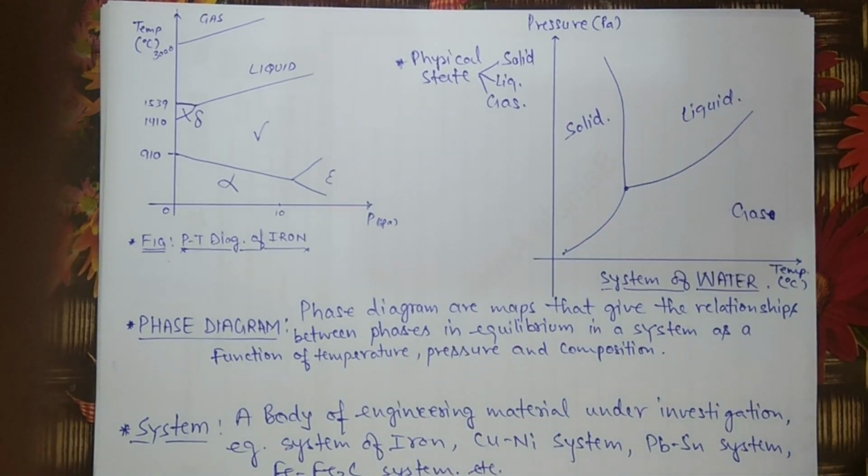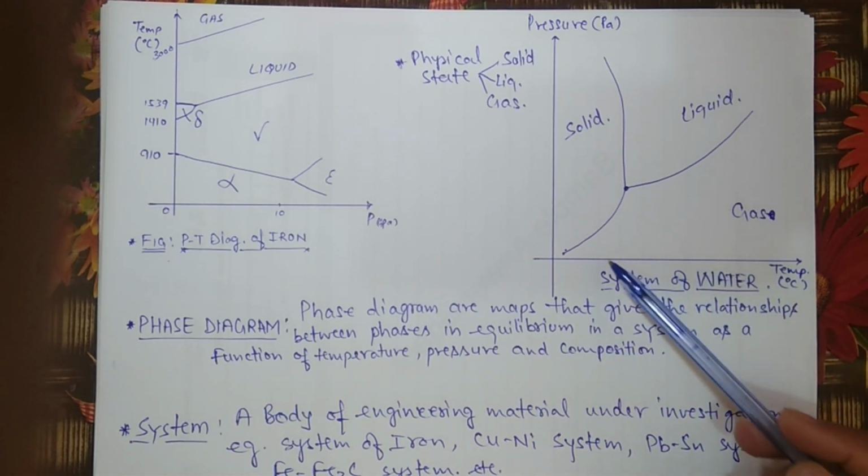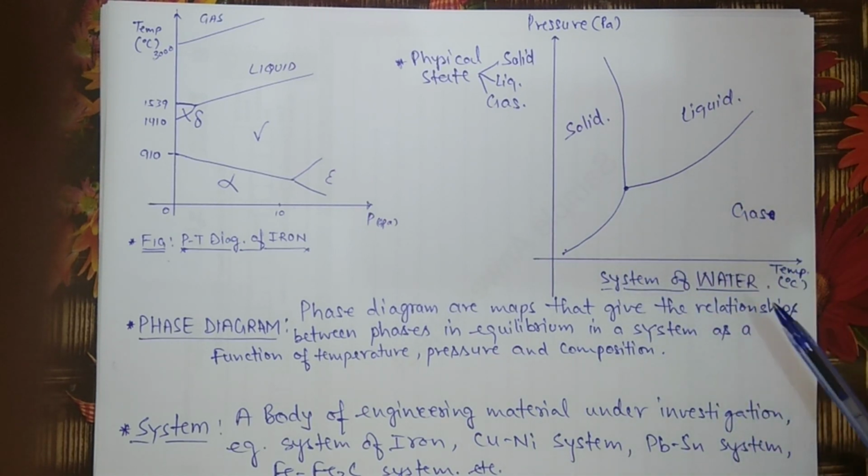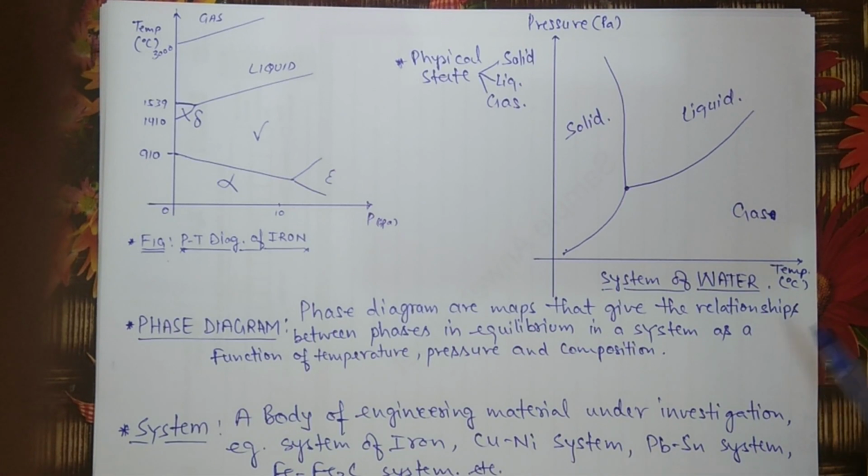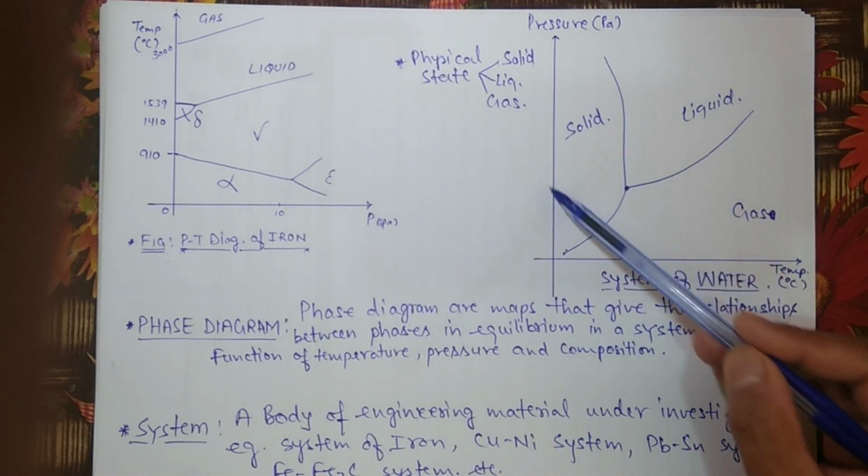So now this is a representation of the system of water. This is a phase diagram, or pressure-temperature diagram, for water. In this phase diagram you can see I have separated the regions clearly with the help of boundaries. You can see in this diagram that this is a region representing solid.